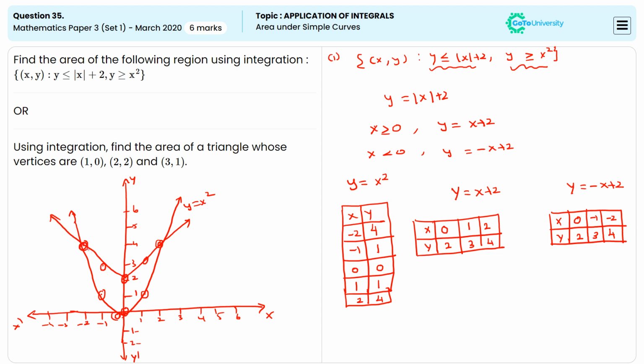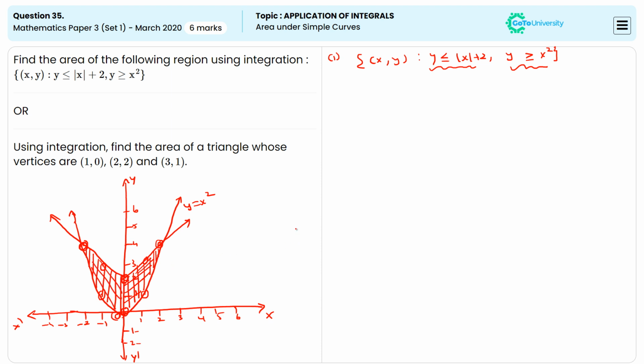Now we are going to find the area between the V-shaped line and the parabola y equal to x². We are going to find the area of this particular shaded region. Before finding the area, let us find the intersection points of y equal to x + 2 and y equal to minus x + 2 with the parabola.